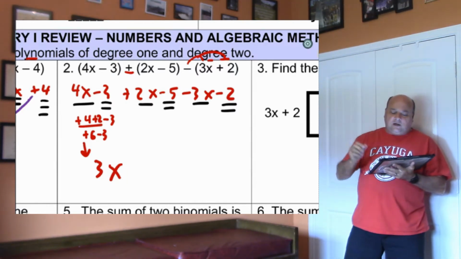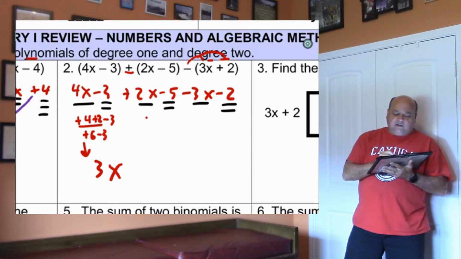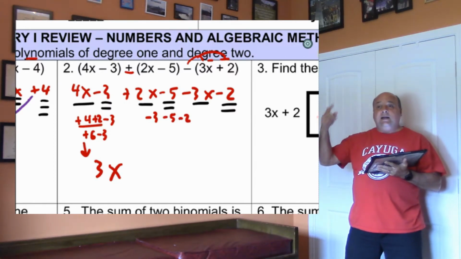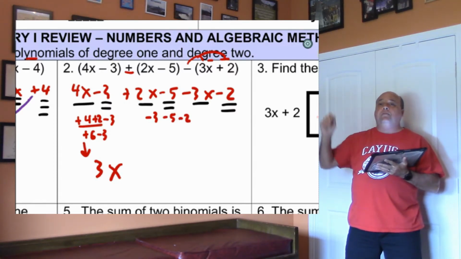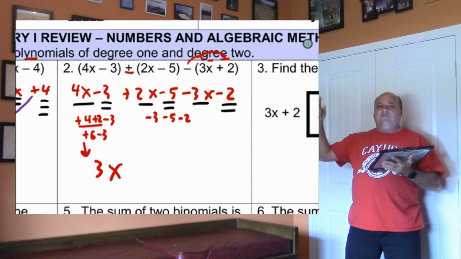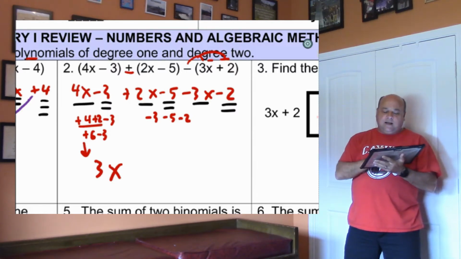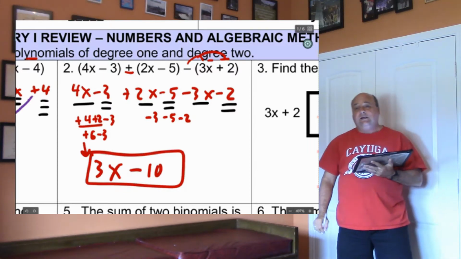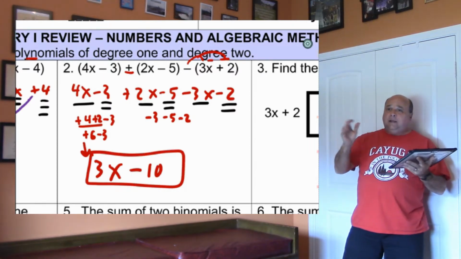Now then, let's look at our constants. Our constants are negative 3, negative 5, and negative 2. Notice they're all negative. So how many negatives do you have? You're going to add them all up, aren't you? Negative 3, negative 5, and negative 2 combine up to a negative 10. You would add them up and keep the sign. That's the answer. Piece of cake to do this.